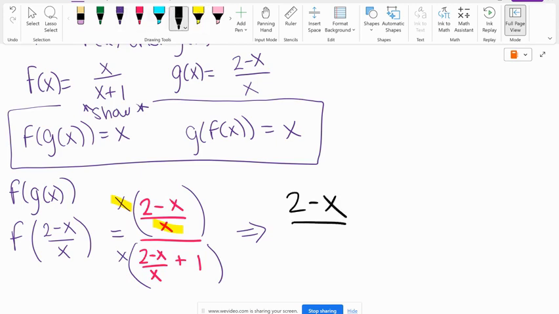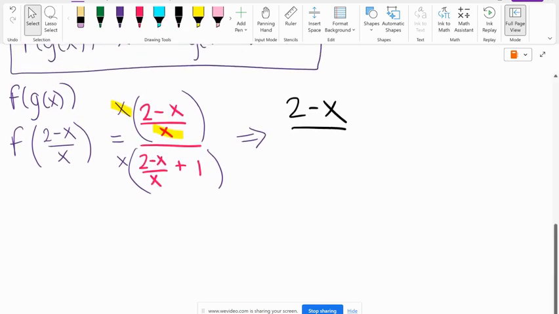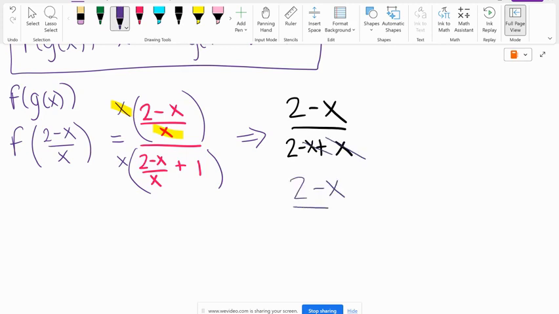Are we good with that? In the denominator, this x needs to be multiplied with this first fraction, but also multiplied with the 1. When it gets multiplied with the 1, what's 1 times x? x. What happens when it gets multiplied with the 2 minus x over x? What happens with these x's? They cancel. So then I'm just left with 2 minus x. What's 2 minus x plus x? 2. So then we are left with 2 minus x over 2.